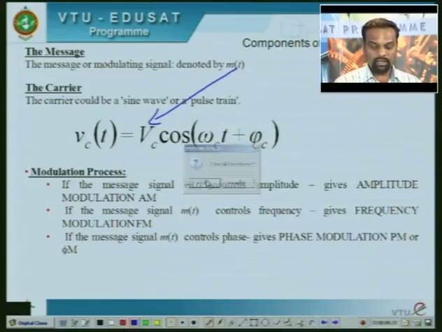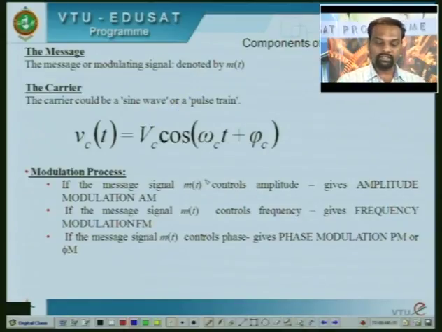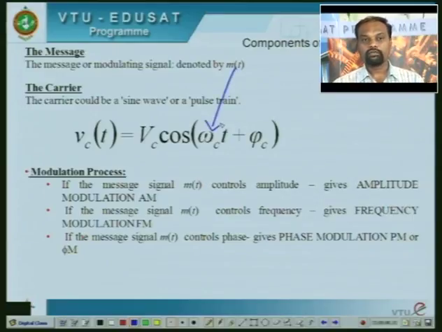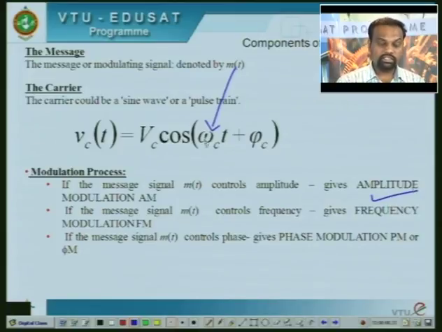Now, suppose m of t changes the omega c of the carrier, we call it frequency modulation. So remember, whenever the modulating signal changes the frequency of the carrier, we call it frequency modulation.